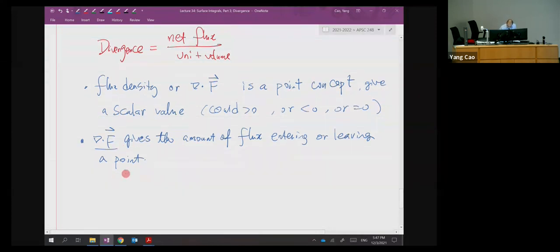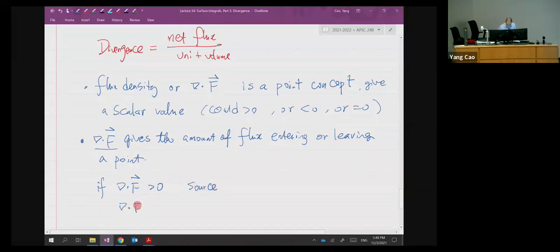So if del dot F, if this divergence, is more than 0, what does that mean? You have something getting out of this point. It's like something overflowing out of this point, like a faucet. Once you turn it on, water is coming out of it, right? So we call the point a source.